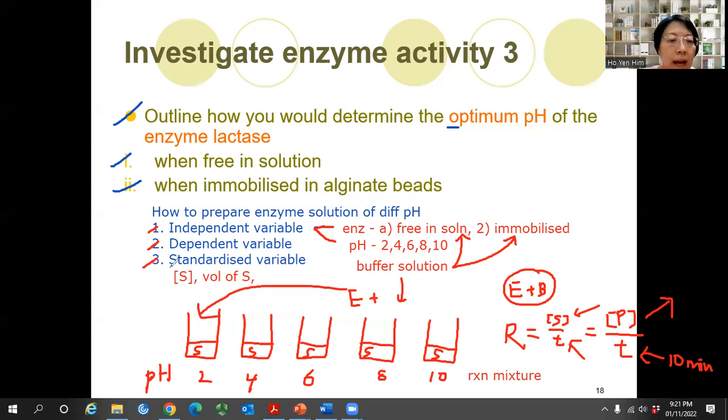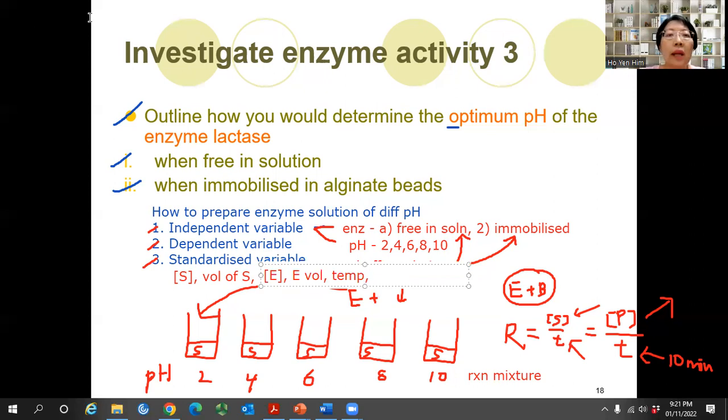So what do we standardize? Substrate concentration, volume of substrate, and also enzyme concentration, because enzyme also affects the rate. So enzyme concentration and enzyme volume must also be standardized. Everything that affects the rate must be standardized. Temperature must also be standardized, because we change the pH.